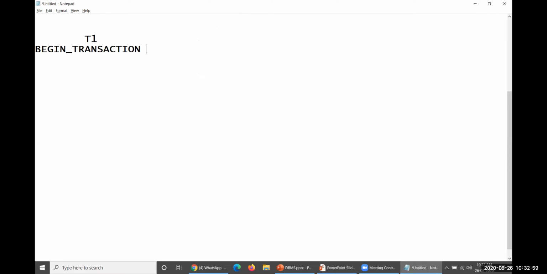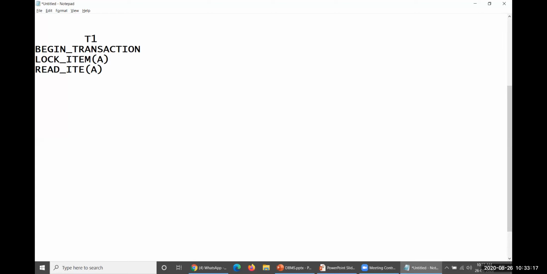Okay, the transaction has started. Then lock item, for example, item name is A. And then read item A, you could take your item here, then you could perform your own operation.